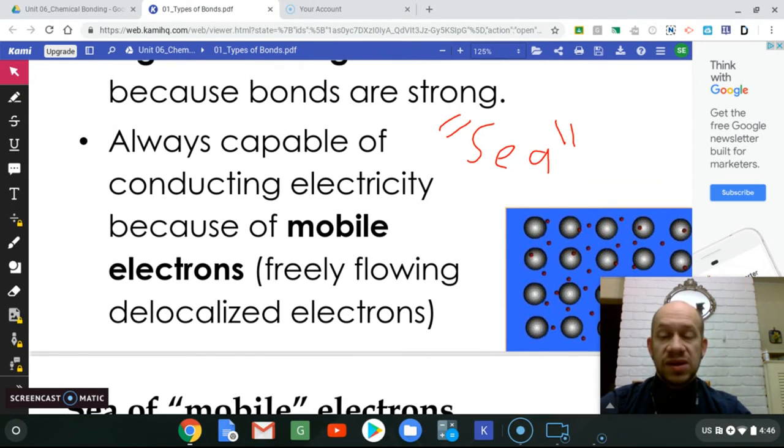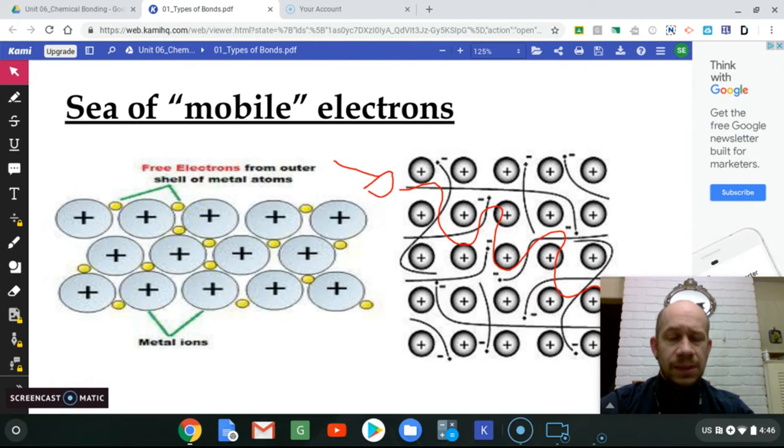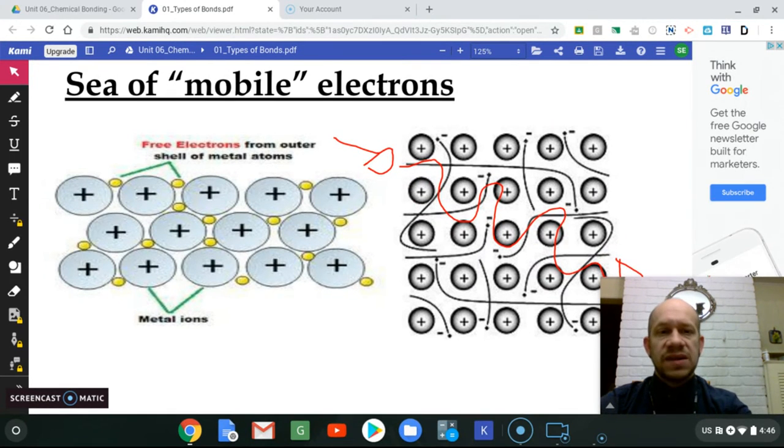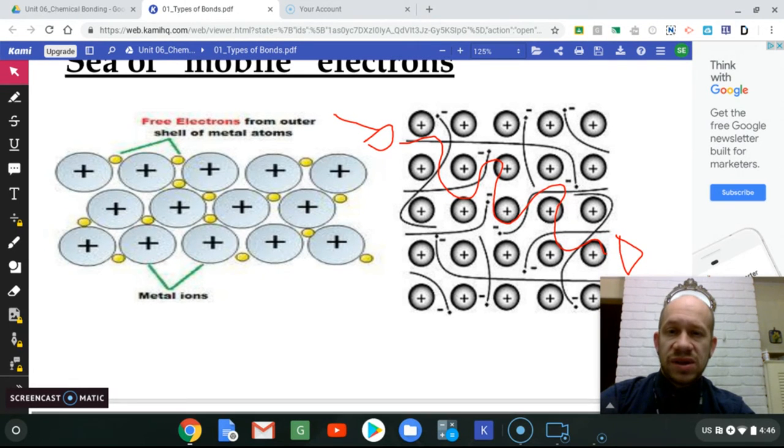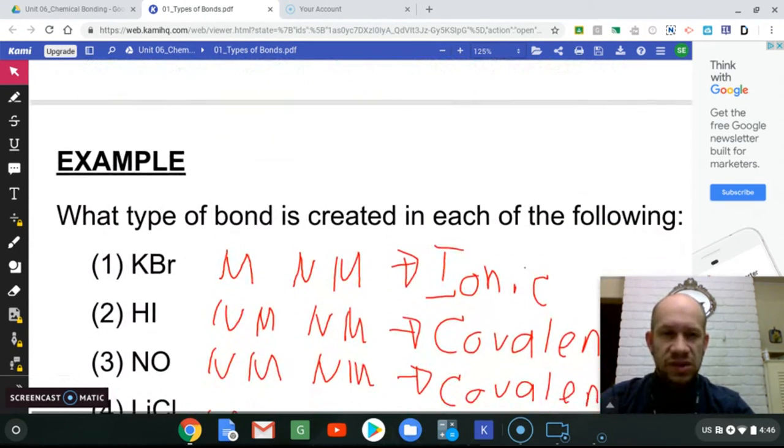So I mentioned this in the last unit, the sea of mobile electrons. Oh, here it is, the sea of mobile electrons. So, for example, when I have all my metal ions, these positive circles here are the nuclei, and these little yellow circles are the free electrons from the outer shell of the metal atoms. They're kind of like a collective unit. When all those metal atoms get together, they basically share all their electrons. So when I put an electric charge on one end, those mobile electrons can take that electricity and take it out the other end. So that's how metals are able to conduct electricity.